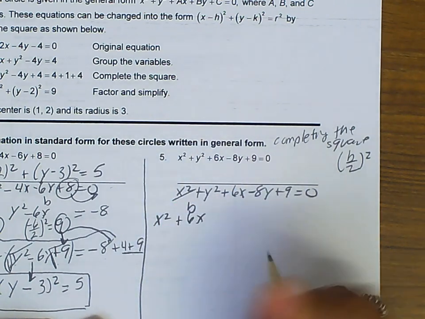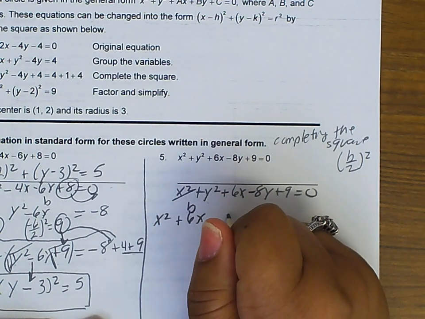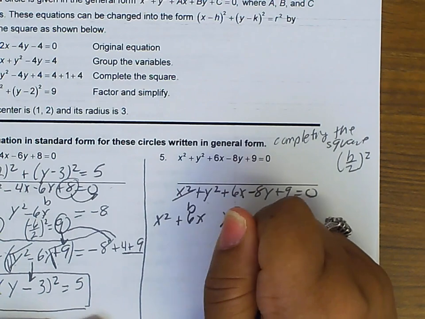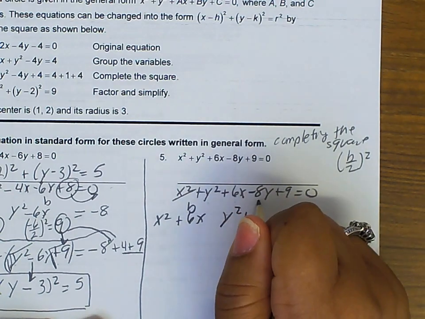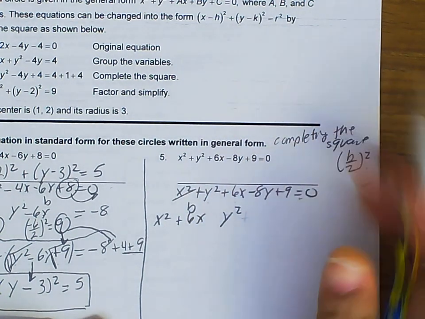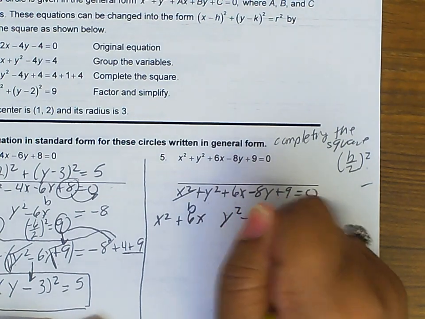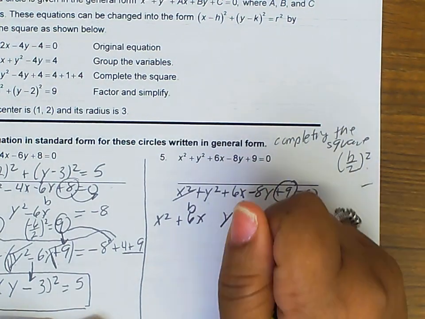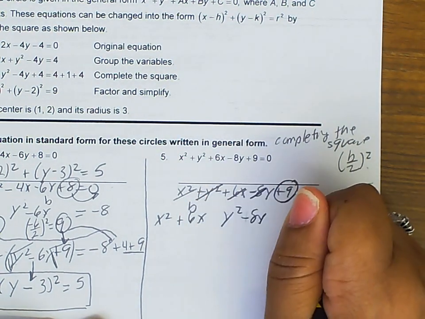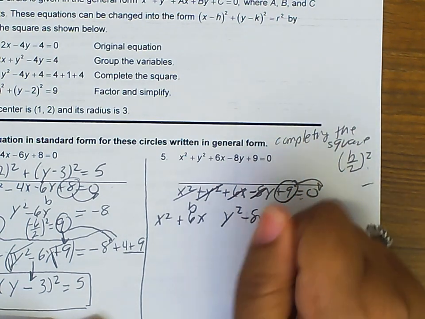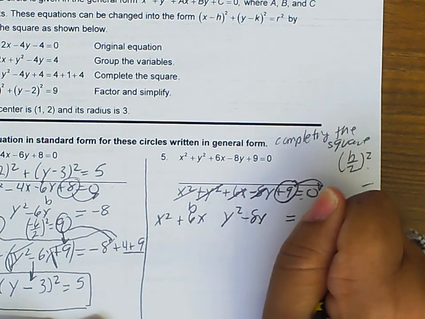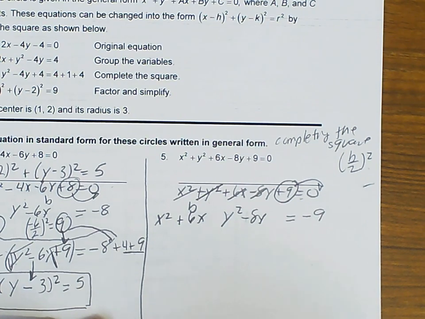This is going to be my b. Then I have a y squared. Then I have a negative, oops, not plus, then I have a negative 8y. And then this is my only constant, so I'm going to move that to the other side. That will turn to negative 9, just like that.